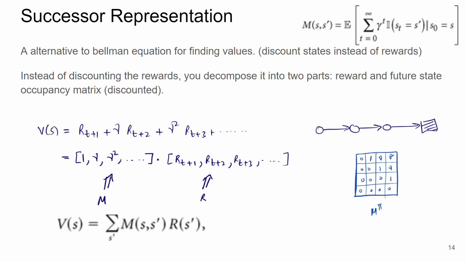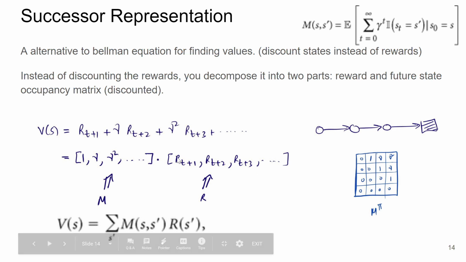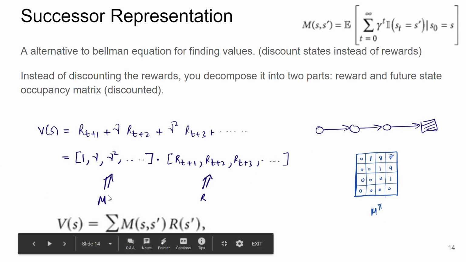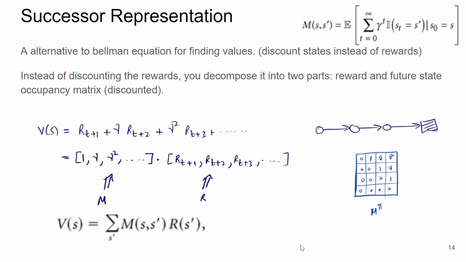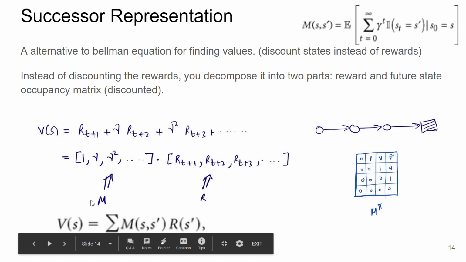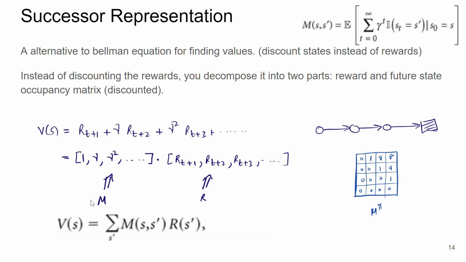So the advantage of doing this is we can learn M and R separately. If you have some changes in your reward structure of the environment, you don't need to relearn your M matrix again. And if there's some change in M, you don't need to relearn R. So you have two independent learning parameters for both reward and transitions.